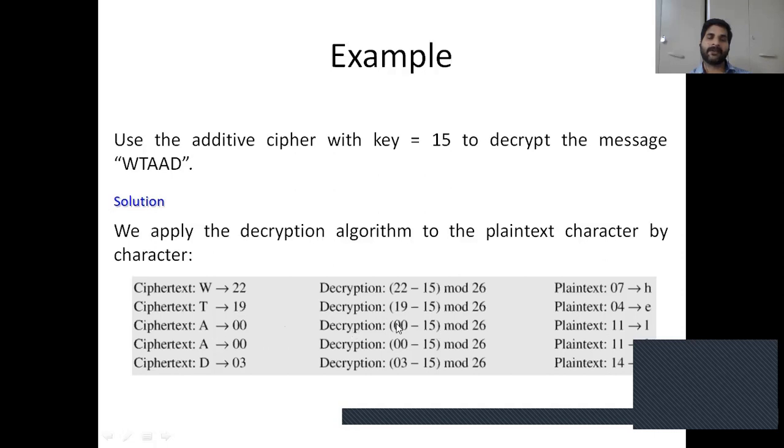A equals 0, and 0 minus 15 mod 26 equals 11, which is L, and again A converts to L. D has index value 3, so 3 minus 15 mod 26 equals 14, and the value 14 equals O. So the ciphertext is converted after decryption into the original message, like that, hello.